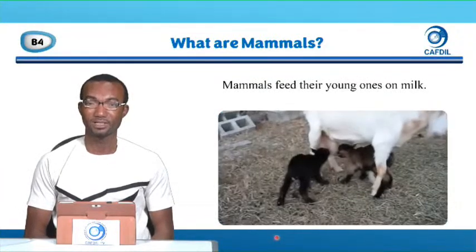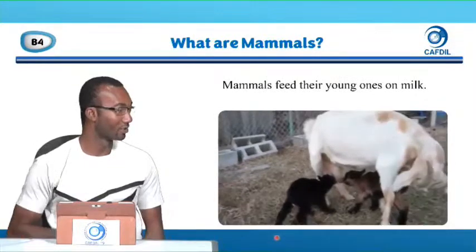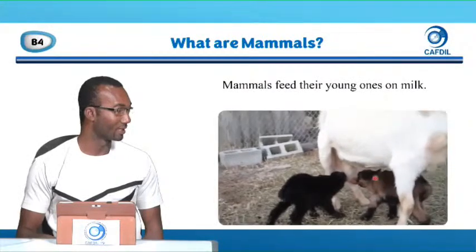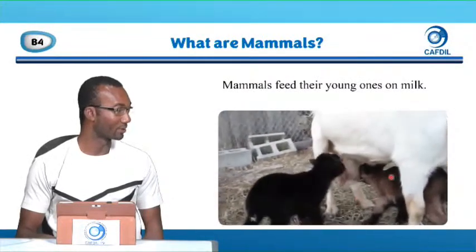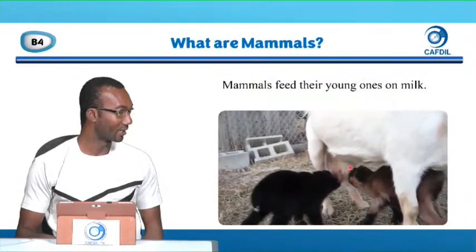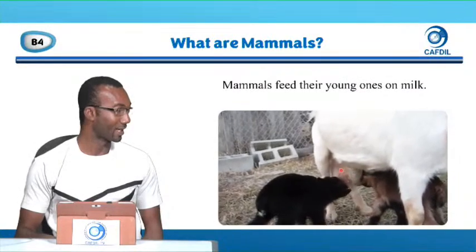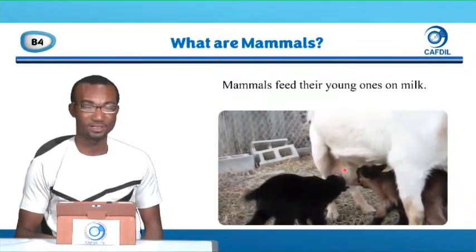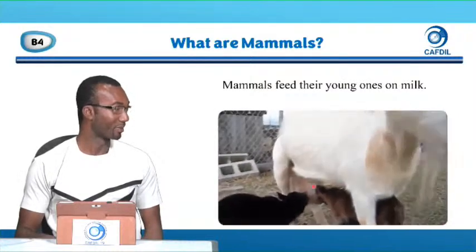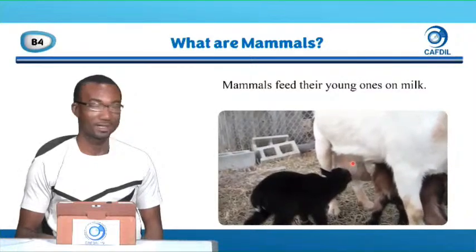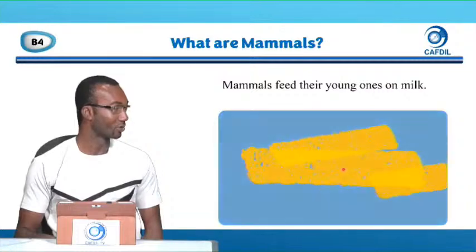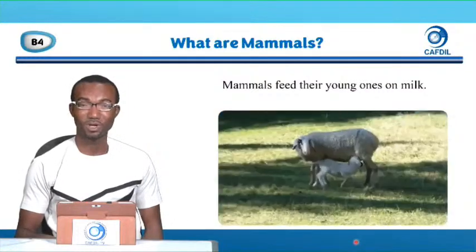Let's look at some animals feeding their young ones on milk. This animal is a goat, and these are the baby goats called kids. If the mammary glands, as we said, are located around the abdomen, we call it udder. So goats do not have breasts, they have udder. The babies are feeding from the udder, taking the milk through the mammary glands. So mammals are animals that feed their young ones on milk.